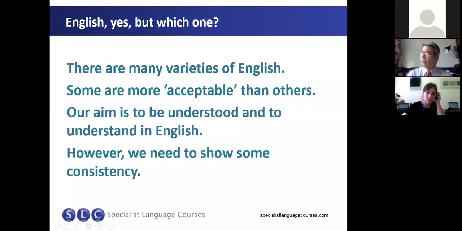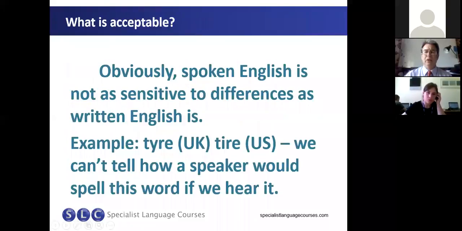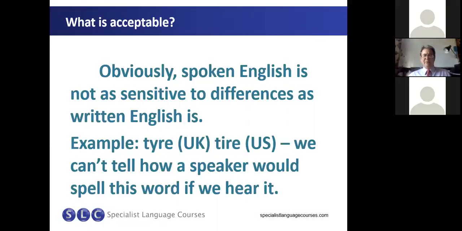So when we're producing either spoken English or written English, we need to show some consistency. What is acceptable? Well, spoken English is not as sensitive to differences as written English is. Let's give an example. The round black thing on your car is a tyre, T-Y-R-E in UK English. In the United States, it's a tire, T-I-R-E. Now, obviously, when we hear those, I can't tell how the speaker would spell that word. Canadians sound as if they're speaking with an American accent, some would say, but they generally follow the spelling and the grammar of the UK.